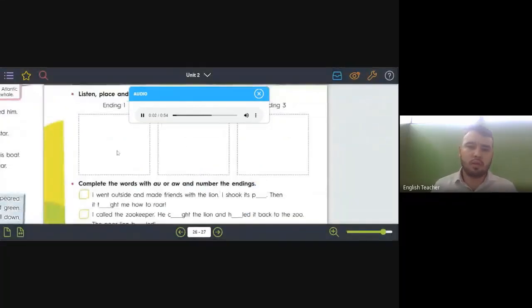Track 19. Listen, place, and glue. Ending 1. I called the zookeeper. He caught the lion and hauled it back to the zoo. The poor lion bawled. Ending 2. I called the cops. They chased the lion and it got mad, so it mauled a cop with its claws. Ending 3. I went outside and made friends with the lion. I shook its paw. Then it taught me how to roar. Roar!